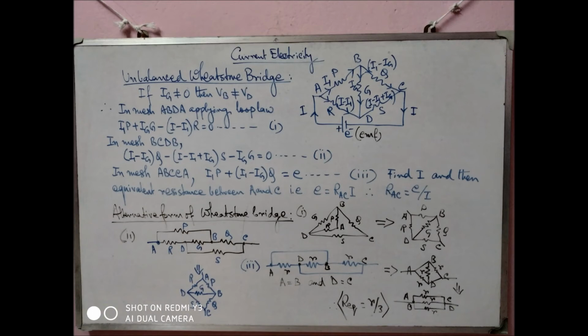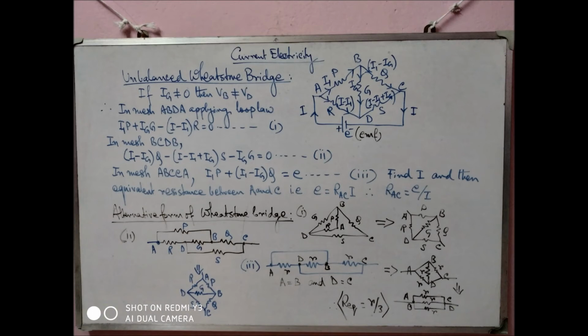Now if it is not like so, that is, the ratio P by Q is not equal to R by S, that is known as an unbalanced Wheatstone bridge, and in that case Ig is not equal to 0. In that case, to solve, I use Kirchhoff's second law, that is the loop law, in different meshes.